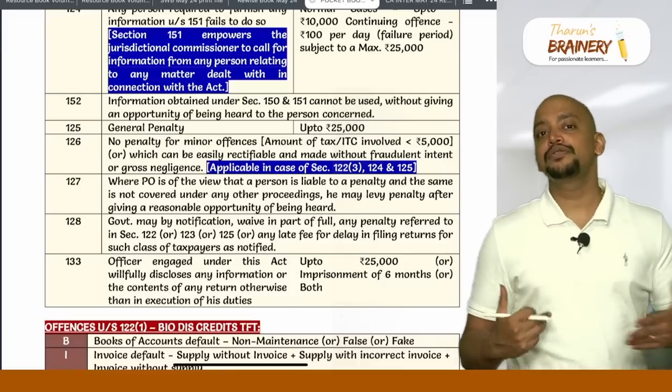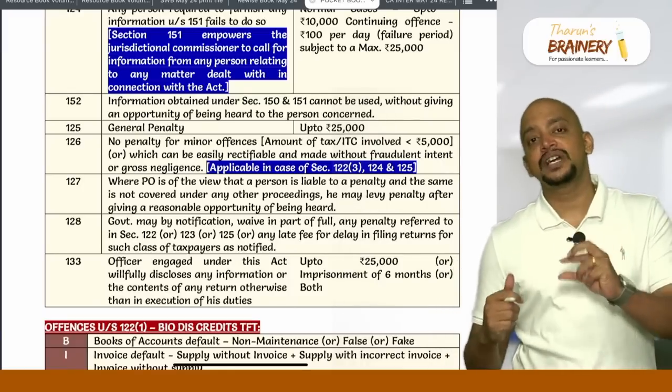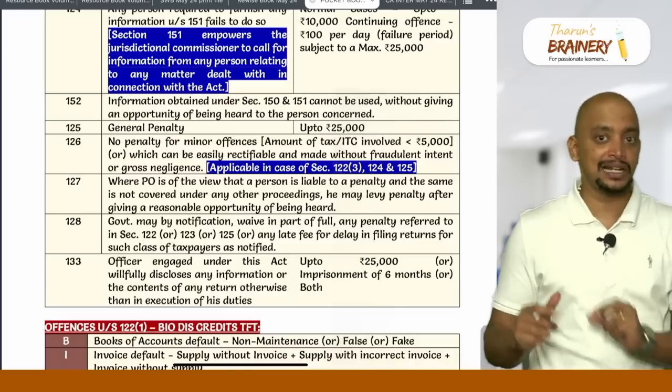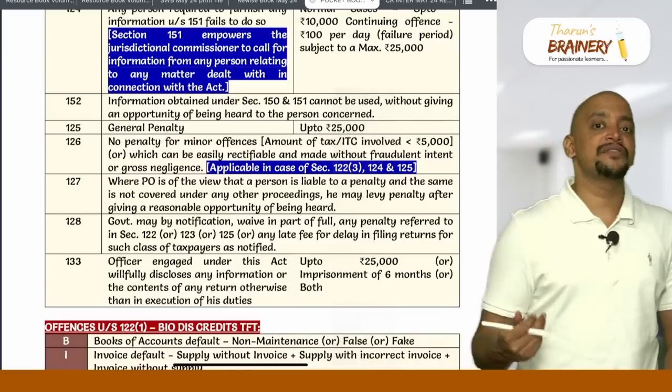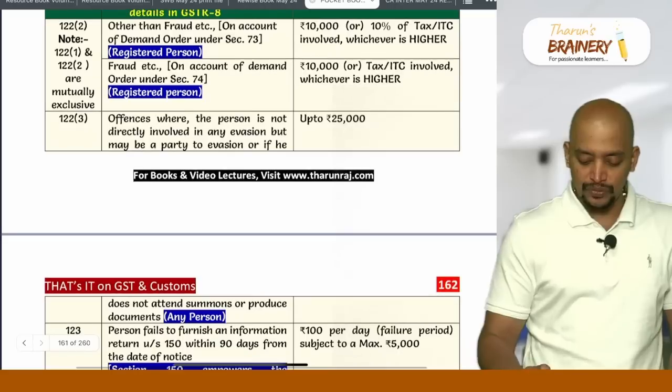But here the power to waive the penalty is not applicable in all the sections. Only those sections where we have an "up to" amount as penalty, in that case only the officer has the power to waive the penalty. What are those cases? That is where we have "up to" amounts.